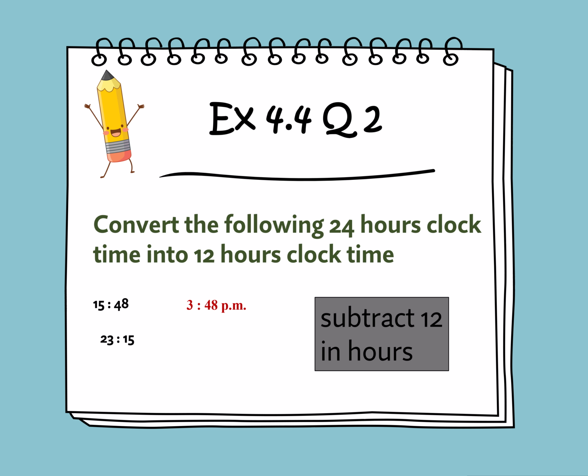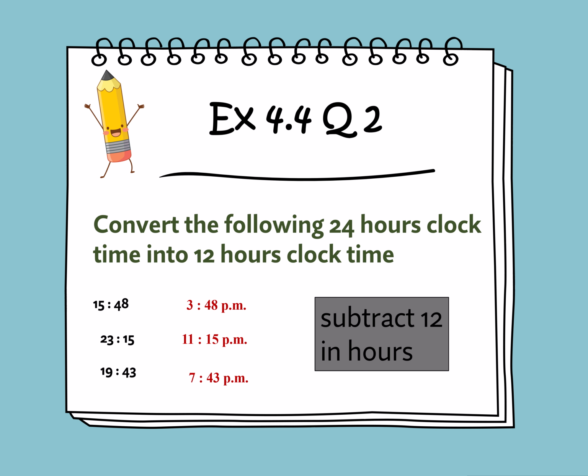Next, again 23 is greater than 12, so it means it is the second half, so we will again subtract 12 and we get 11:15 p.m. And again the third question is 1943. Here 19 is again greater than 12, so we will subtract 12 from 19 and we get 7:43.